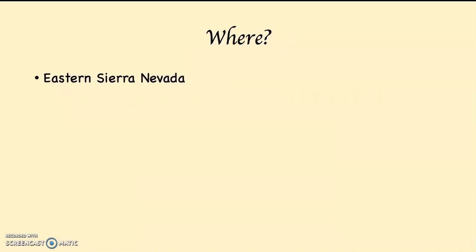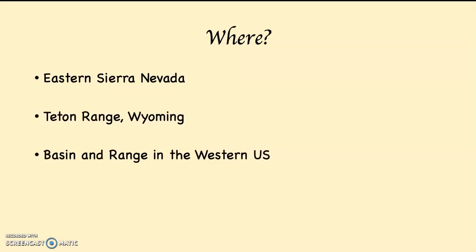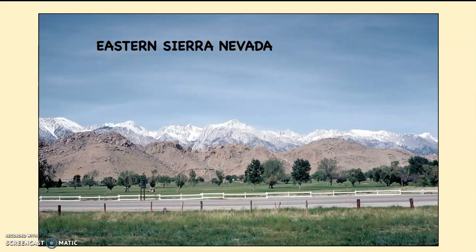Where? Well, the eastern Sierra Nevada in California, the Teton Range in Wyoming, the Basin and Range system in the western United States, and Death Valley. Those are the ones I want you to know, at least. Look at this picture. This is the Eastern Sierra taken from Lone Pine. This is Highway 395 in the foreground, and then the golf course and those kind of brown mountains. Forget about those. Look at those gray mountains in the background. That's the Sierra Nevada. And in fact, this is the highest part of the Sierra Nevada. There's 10,000 feet of local relief there going from Lone Pine up to the top of Mount Whitney, which you can see kind of on the right-hand side.